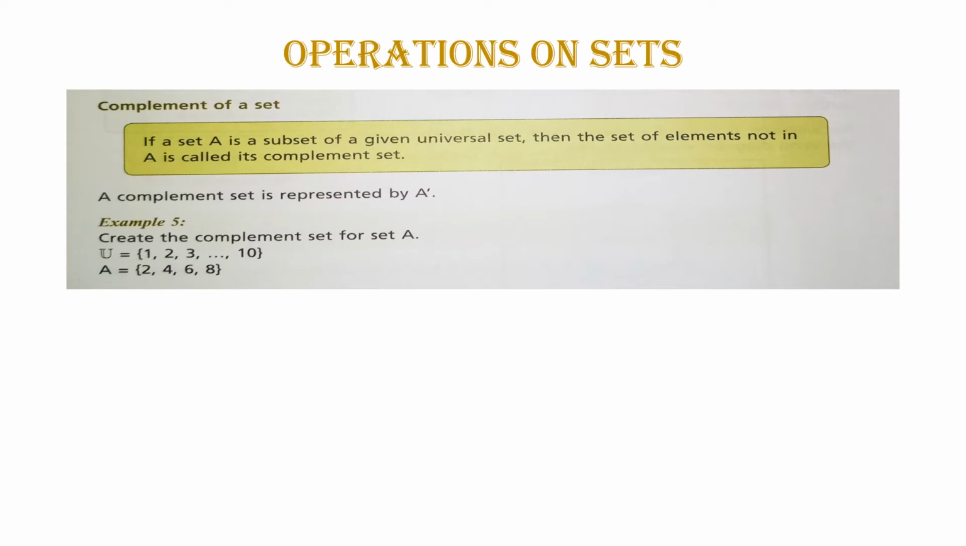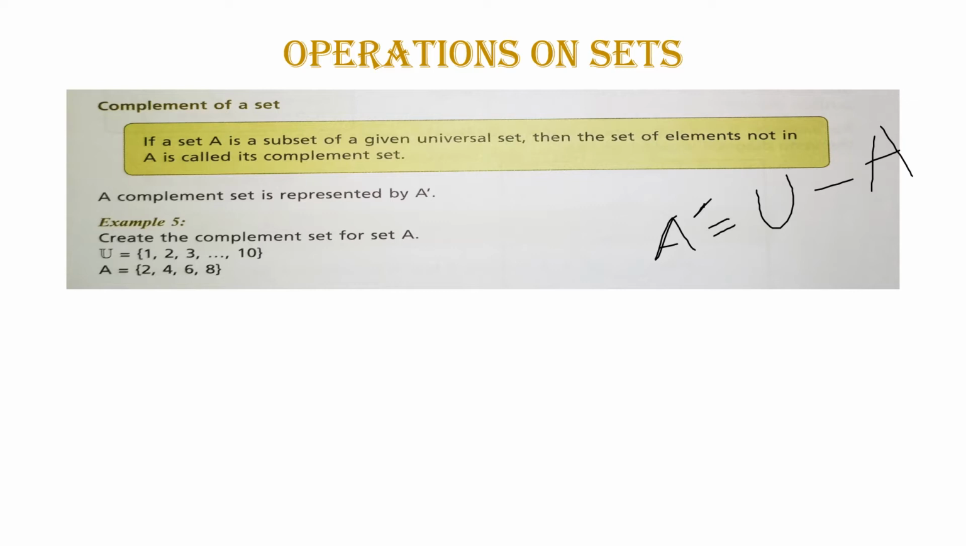Now what is the complement of a set? We have already studied the universal set. Whenever you have to find the complement of any given set, you have to take the difference of that set from the universal set. We denote the complement set like this: A, any set, and then a small bar on it. This is A complement. It means that you have to find the complement of set A, and you have to take the difference of that set from the universal set.